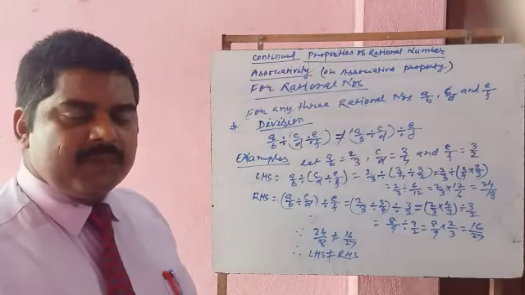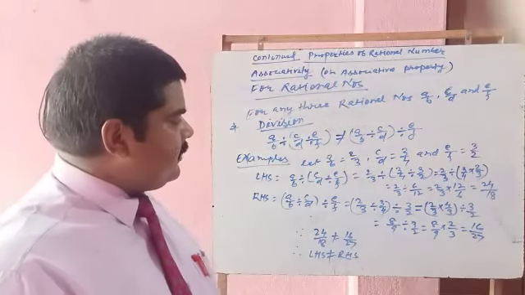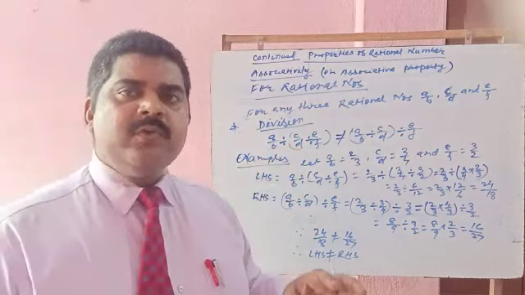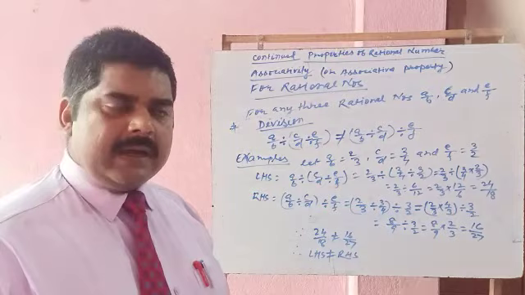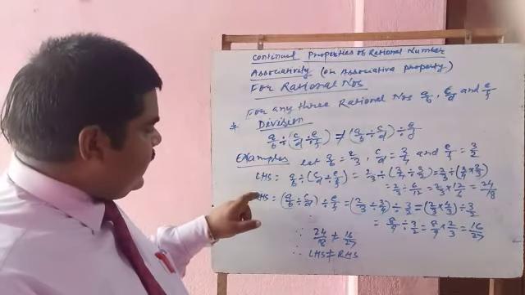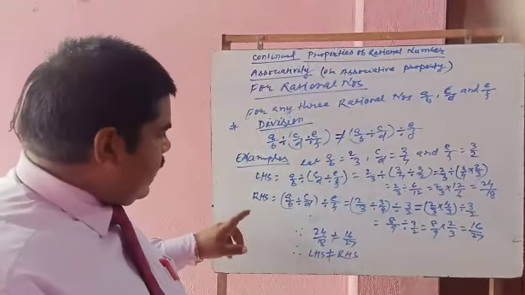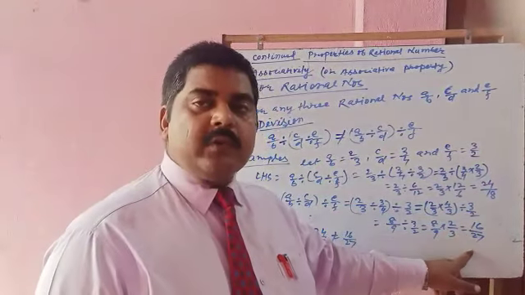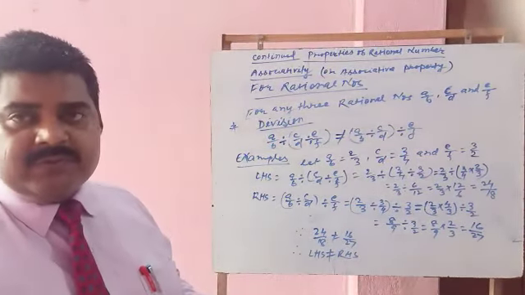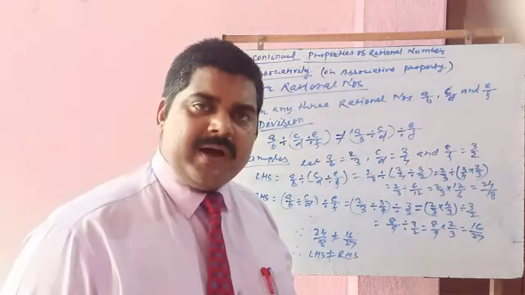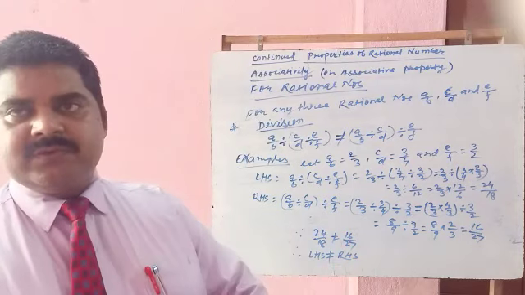My dear students, in the case of division for three rational numbers, it is not associative, and this can easily be verified by taking an example. In this case, LHS is equal to 24/18 and RHS is 16/27. You know that 24/18 does not equal 16/27, and this is why LHS does not equal RHS.